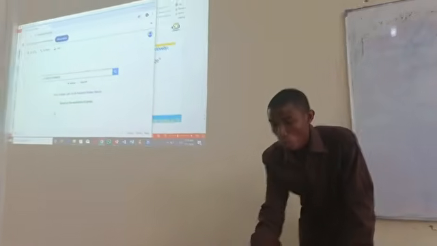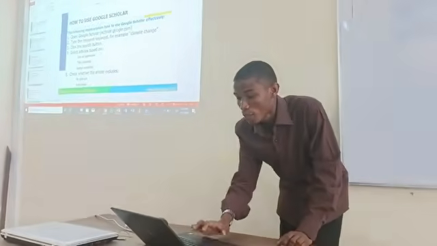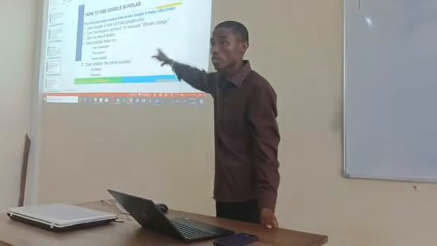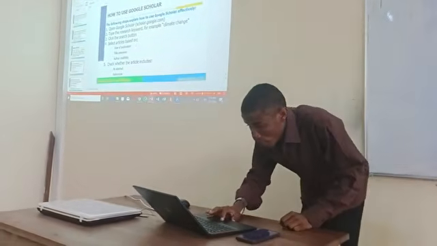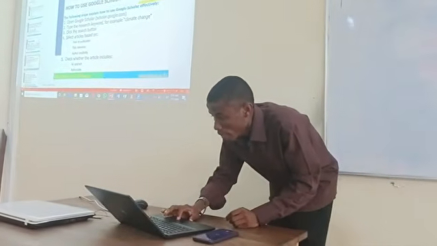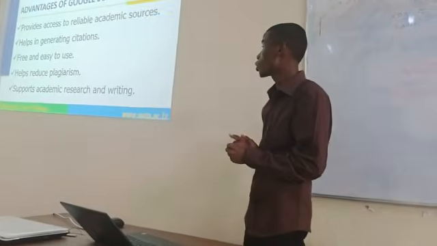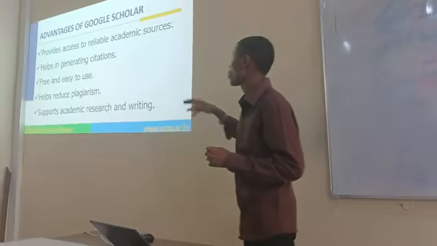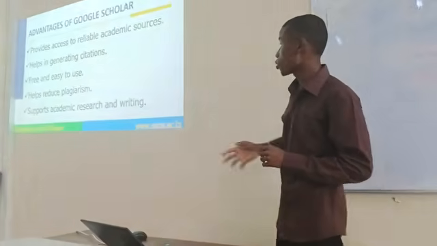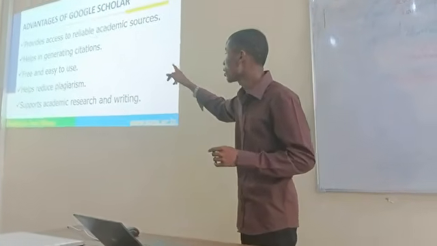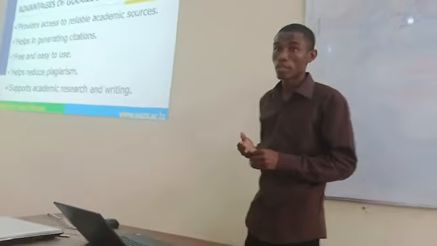After the results come up, we discuss whether the selected articles meet these criteria. If not acceptable, we go on. After that, we discuss the importance and advantages of Google Scholar: it provides access to reliable academic resources, and it also helps in generating citations and others.